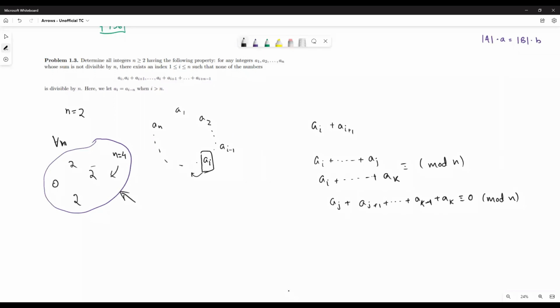Because you start anywhere, you're going to get two 2s at least, and that's going to be 0 mod 4. Can you generalize this construction which I've made and see which n don't work?